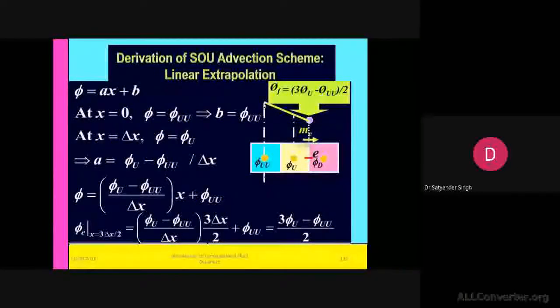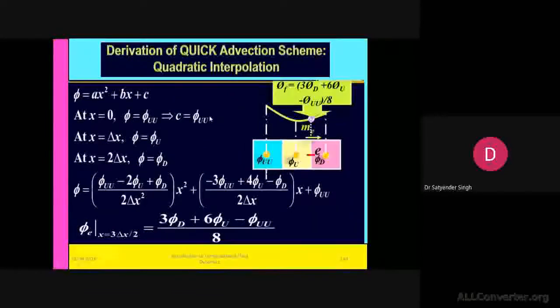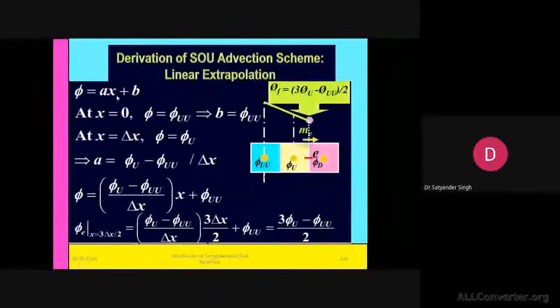Likewise, we have the second order upwind scheme. There we are using a linear equation, and using boundary conditions it finally takes this form. If we have to find the flux at this particular location, at this edge center, it assigns 3 by 2, that is 1.5 weightage, to the upstream node temperature and 0.5 to the downstream temperature.